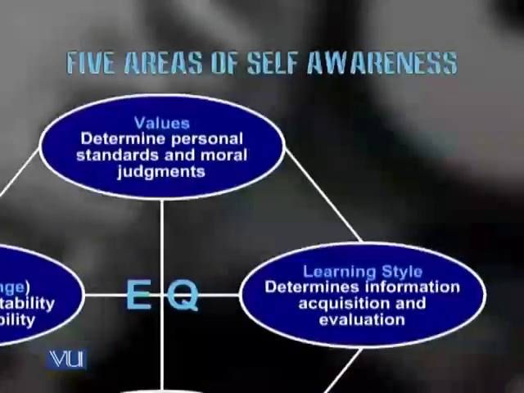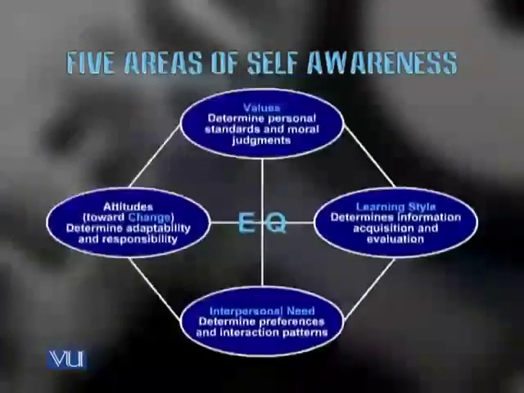The first component, one of the areas of self-awareness, is what makes a person intellectually, emotionally, physically, structurally and spiritually stronger. It answers when, how and why: what are his personal standards, and what are the ways he makes his moral judgments. Values.